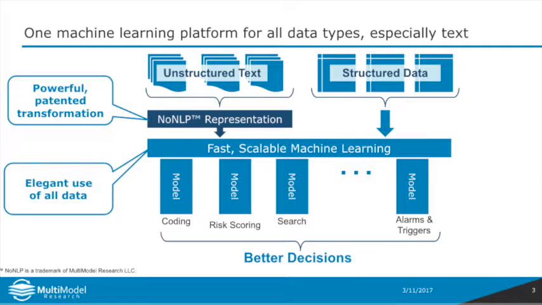Okay. So, multimodal research is a platform for machine learning with an emphasis on text. We're able to elegantly use both structured and unstructured data. Lots of systems either have an emphasis on text, like natural language processing, or structured data, but not both. And we do this with a patented way that we transform text for use in fast machine learning. That's what we call no NLP, like no SQL, because it's not natural language processing.